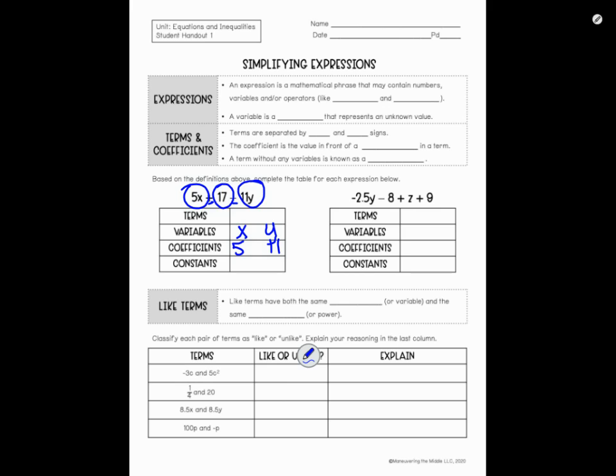Then last but not least, we have just our numbers, our rational numbers here, and those are called the constants. So 17 is a rational number. Okay, I've done one. Now I want you to do one with me.